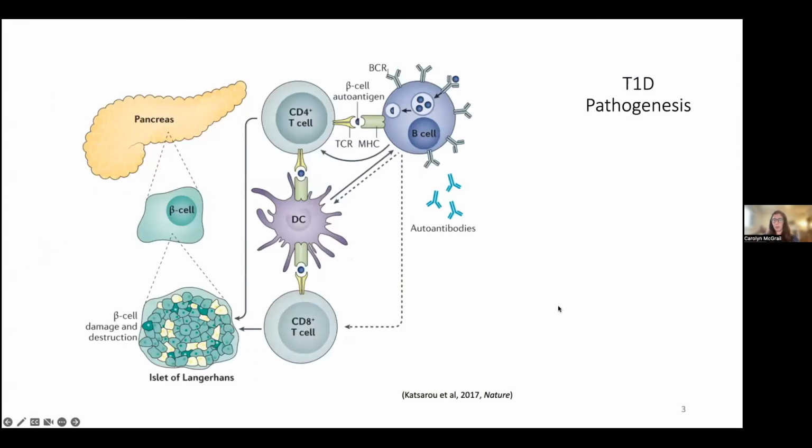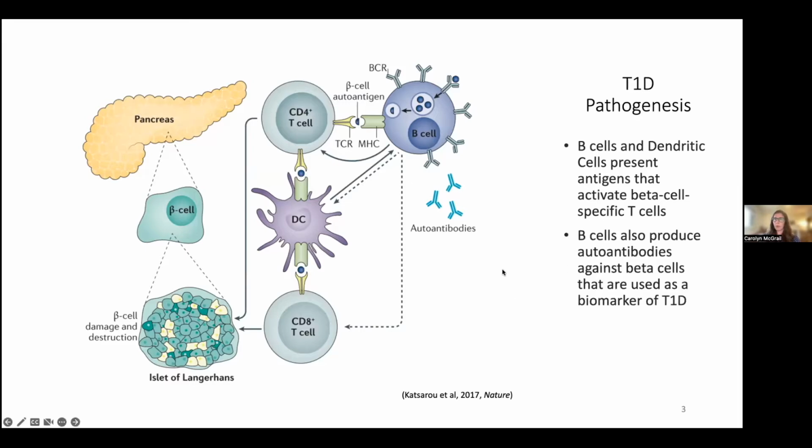On a cellular level, T1D occurs after this environmental exposure, it is thought, and that can trigger immune cells to become autoreactive. So you have antigen-presenting cells, such as B cells and dendritic cells, that can present these beta cell autoantigens on their MHC receptor to then activate autoreactive T cells that will in turn target and destroy beta cells in the islets. B cells also can produce autoantibodies against beta cells that are used as biomarkers of T1D, and can also continue to precipitate this immune reaction.